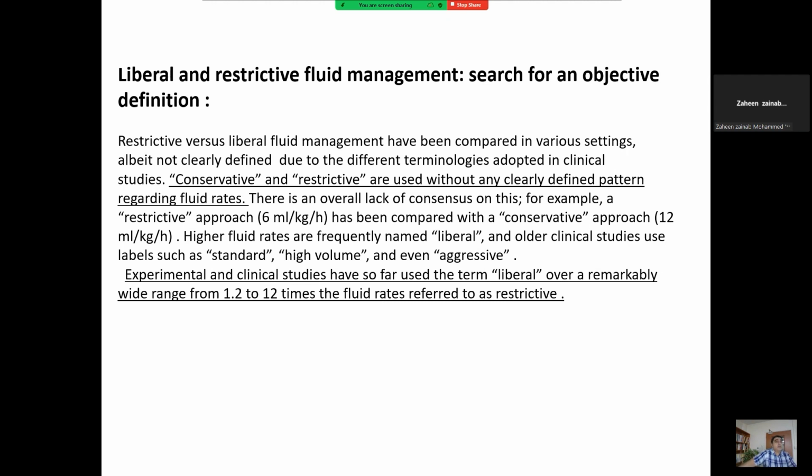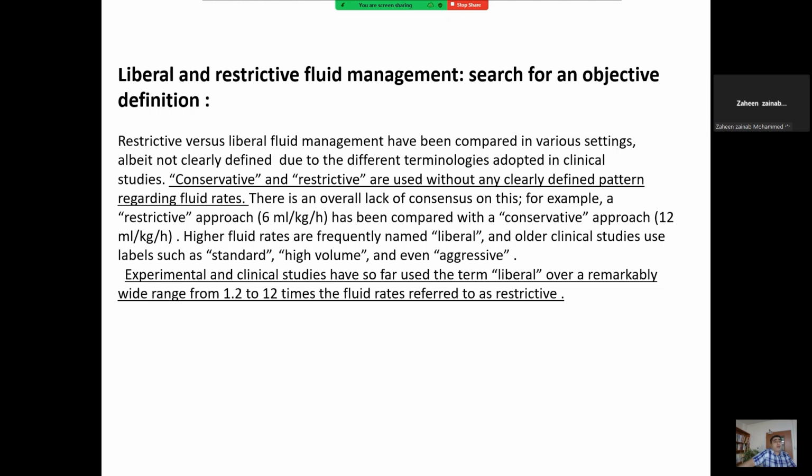So we'll try to talk about now what is liberal and restrictive fluid management, searching for an objective definition. Restrictive versus liberal fluid management have been compared in various settings, albeit not clearly defined due to the different terminologies adopted in the clinical studies. Conservative and restrictive are used without any clearly defined pattern regarding fluid rate. There is an overall lack of consensus on this.